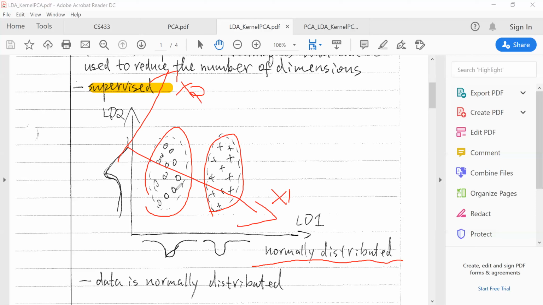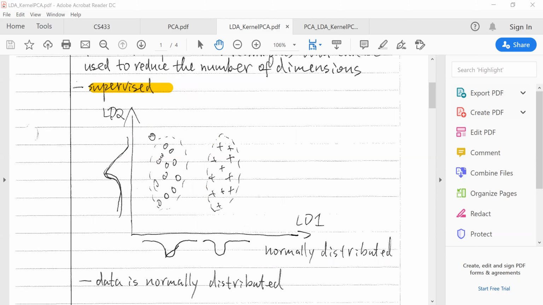Is it maybe your previous sample space? With the previous one, it's not that visibly divisible, is it? And over here, we find this new component, LD1 and LD2. With this, you can see it's quite divisible.